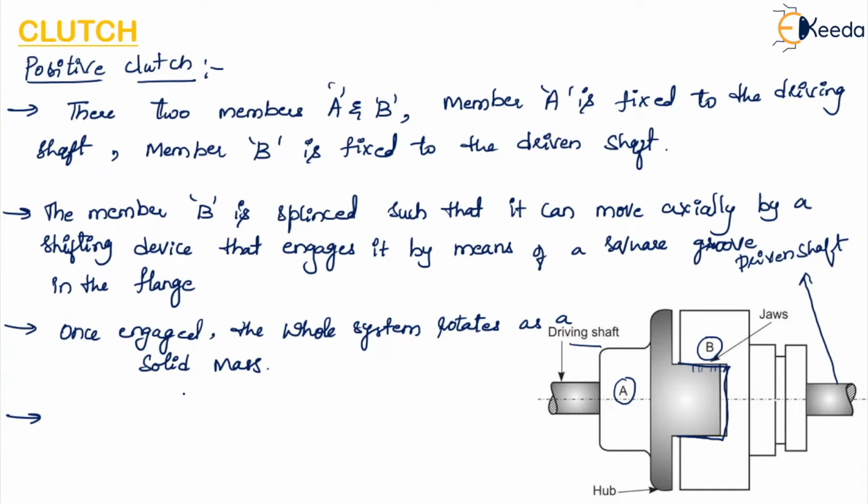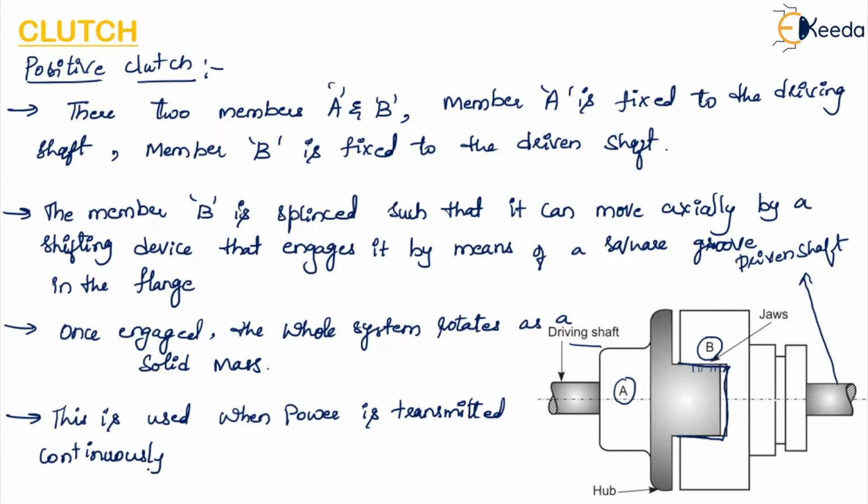So this is used when power is transmitted continuously and without slip. So this type of clutch has to be used when the power is transmitted continuously and without slip. Such kinds of drives are used for transmitting power from electric motors to ball mills and pumps, etc.